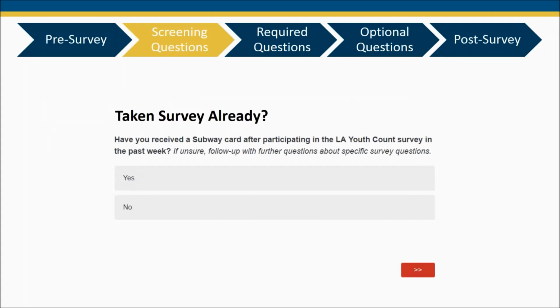Next, we want to know some screening questions that will determine eligibility for the respondent. Respondents who have taken the survey before are not eligible to take it a second time, and so if the answer is yes, they've taken the survey already, it will go to the end.